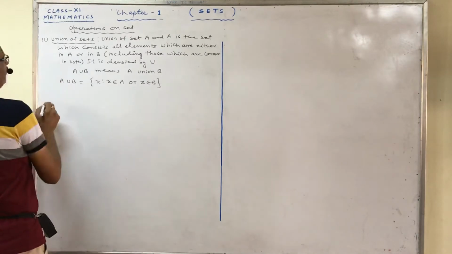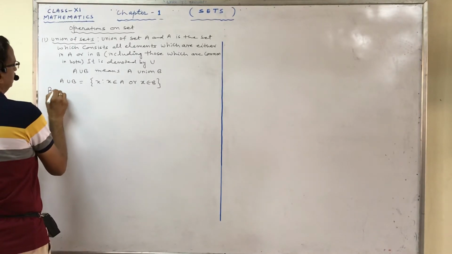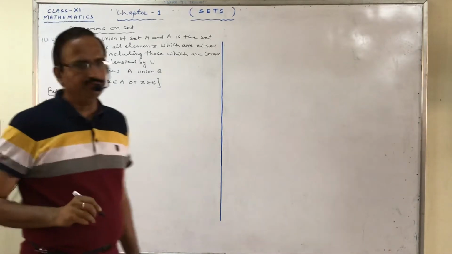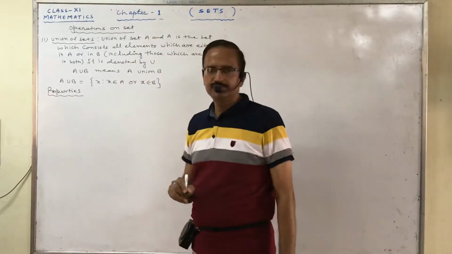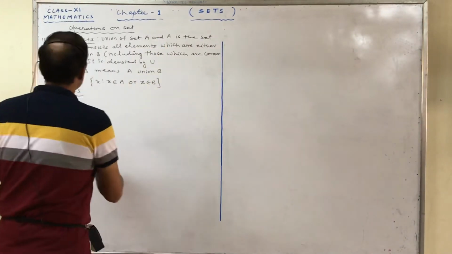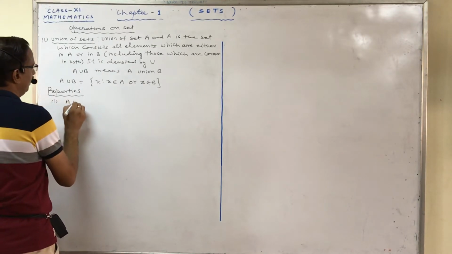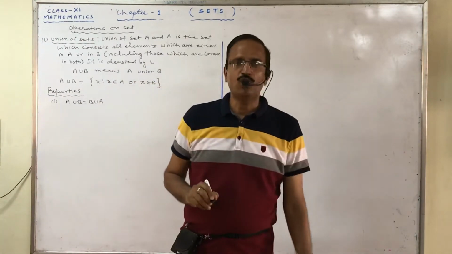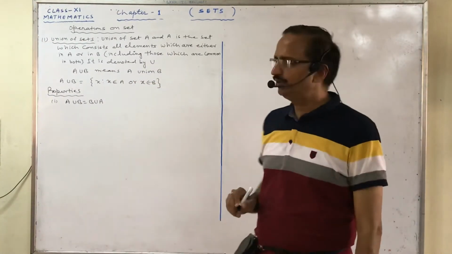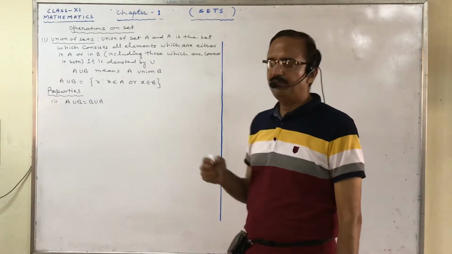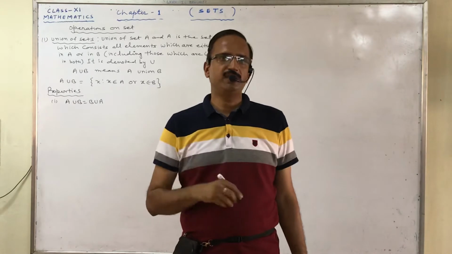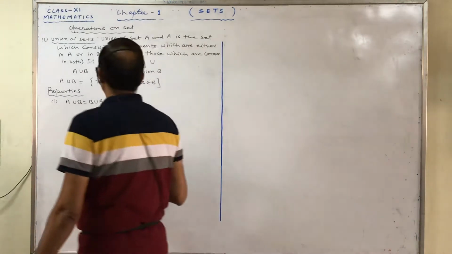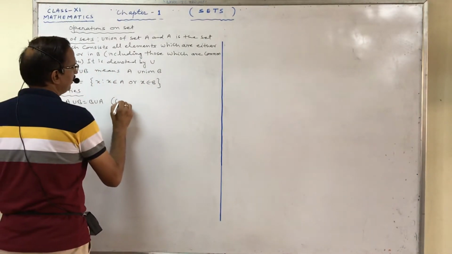Now, properties of union of sets. First property: A union B equals B union A. This is called commutativity. In earlier classes also, we have read about this: A plus B equals B plus A, A multiplied by B equals B multiplied by A. In the same way, A union B is equal to B union A. This is called commutativity.